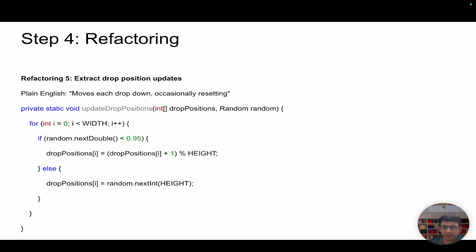The fifth refactoring which we need to do is to extract the drop position updates. The plain English version of this, if you remember, was moves each drop down, occasionally resetting. We take the loop that modifies drop positions and make it into a method. It needs a drop positions array which it modifies and the random object for decisions. For each column, we check a random value. With 95% probability, we advance the drop by one row. This creates variation. Not all drops move at the same pace and some are randomly restarted.